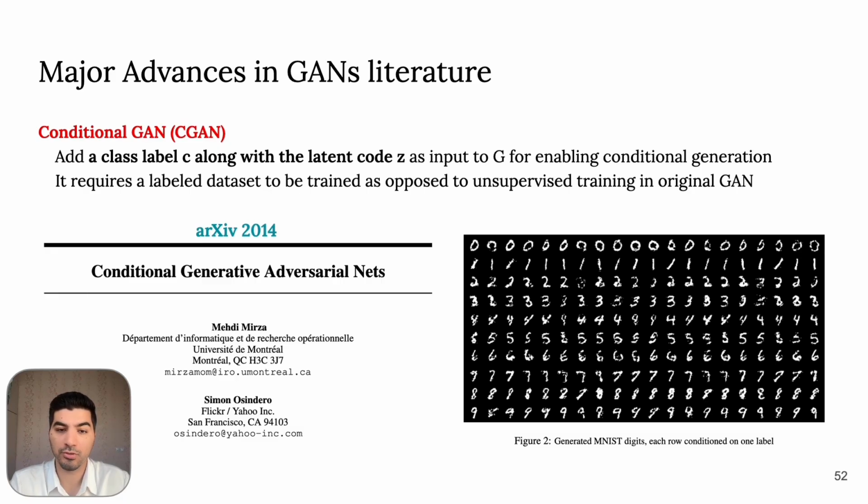This figure shows some generated images using this CGAN on MNIST dataset, which is a dataset of handwritten digits. Each row shows a different label. For example, first row, you can see generated zeros. Second row, you can see generated ones, and you can see other numbers too.